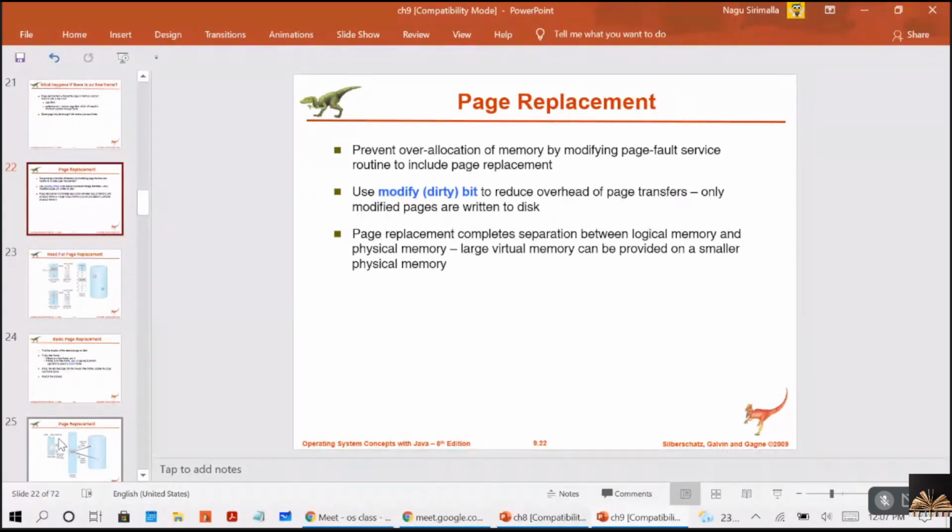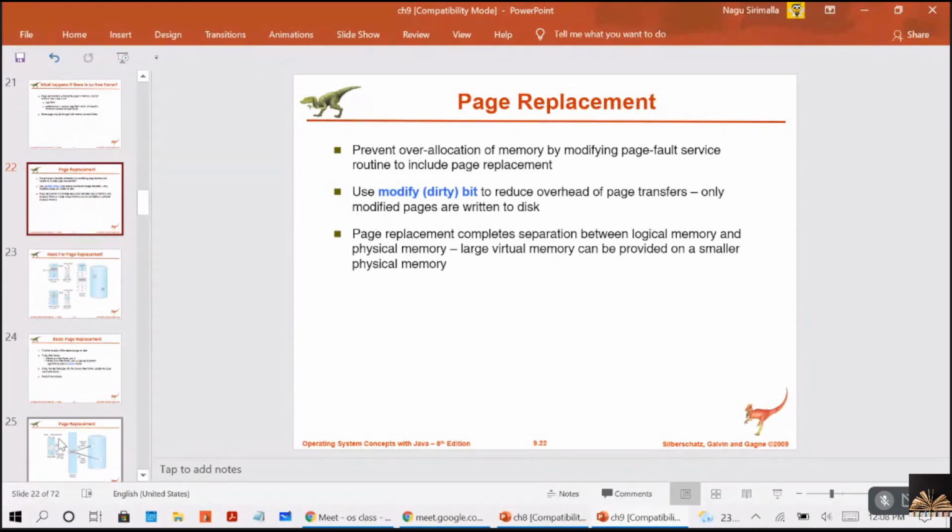So in page replacement, as I told you, we are simply modifying the page fault service routine by including page replacement. When a page fault occurs, we search for the page. If that page is not in main memory, that is a page fault. Then you have to bring it into the main memory, and to do that you have to include page replacement.